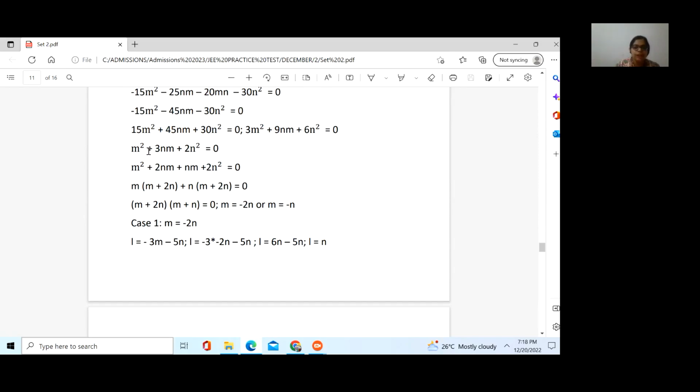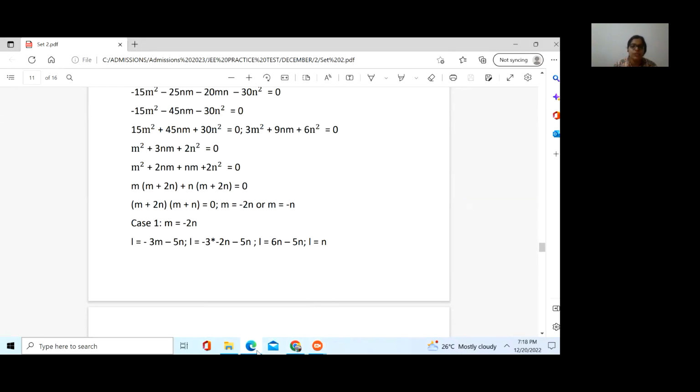So once you have the equation m square plus 3nm plus 2n square, you'll be able to find the solution as m plus 2n and m plus n. So for m, you have two values with respect to n. m is equal to minus 2n and m is equal to minus n. So we have two cases to solve.